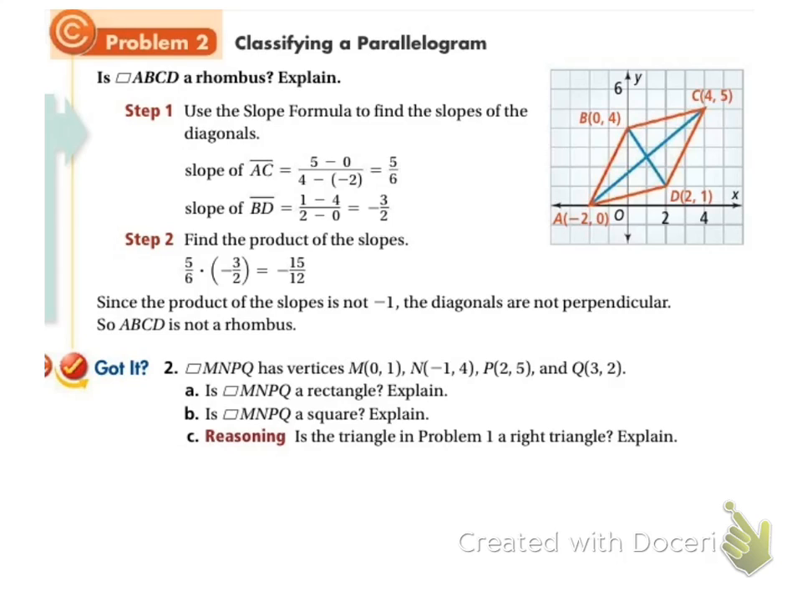Okay, so now we are going to graph. We're going to do our got it problem down here. We're going to graph this parallelogram. I know it's a parallelogram because look, there's a symbol right in front of the name of it. That tells us it's a parallelogram. So, I'm going to sketch it. We'll do it down here.